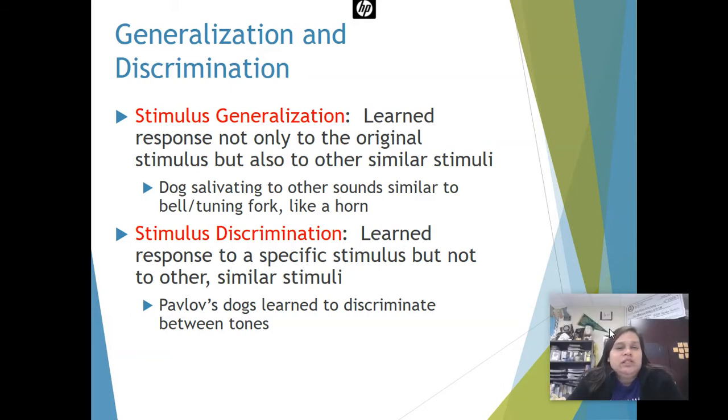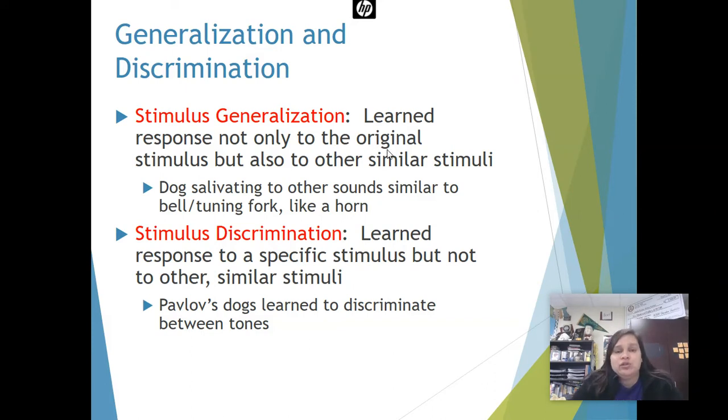So he wanted to know, did it have to just be that one tuning fork that would get the response? So he experimented with similar objects. What he found was if he still brought out the UCS, the unconditioned stimulus, with other similar conditioned stimuli, then he would still get the same response. So he could use different tones, like a bigger tuning fork or a smaller tuning fork, maybe a horn, other sounds. But as long as he taught the dog to hear that sound with the food, then he would still get a response. So he generalized the behavior.